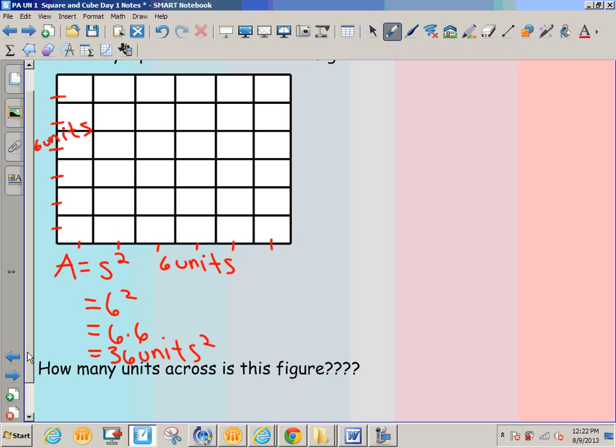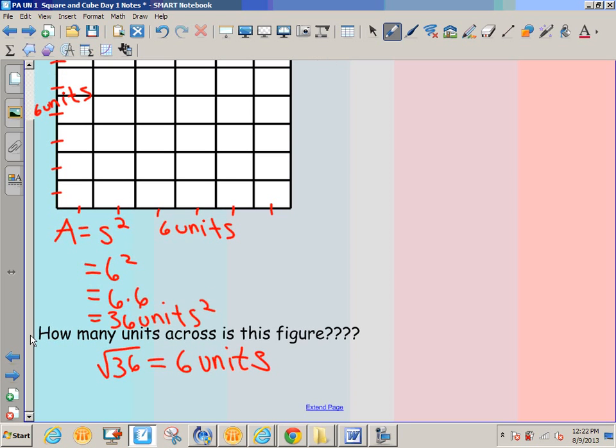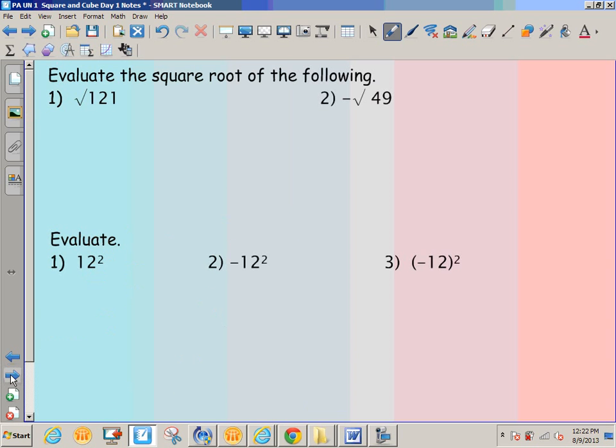So the opposite should be true as well. How many units across is this figure? Well, if we know that it's 36 total square units, then the square root of 36 is going to give me 1 side length. So that would be 6 units. So those are visuals to discuss what we're doing, and that way you can see 6 times 6 is 36, and the square root of 36 is 6 units. But let's just take some problems that don't have a visual to go along with them.